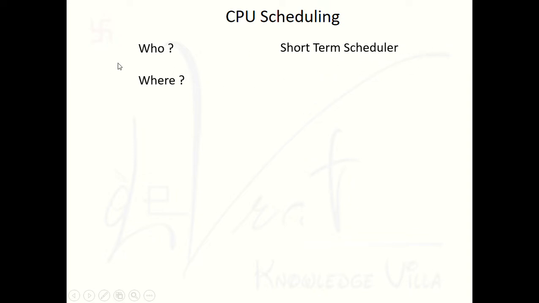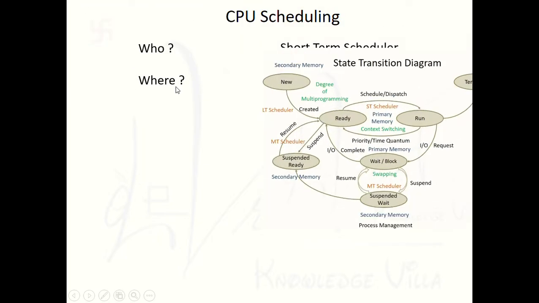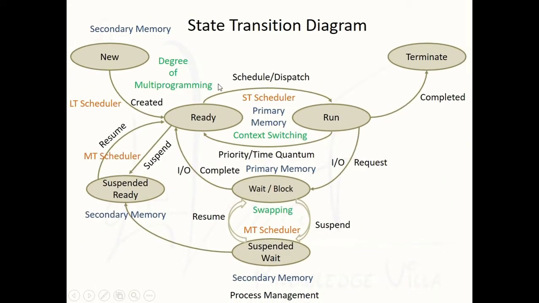The next question is where CPU scheduling is actually going on. Let us come back again to the state transition diagram. We have discussed process scheduling and CPU scheduling in our previous video. If you want to better understand process scheduling, CPU scheduling, and the types of schedulers, click the I button at the upper right corner, watch that video, and come back here again, so you will get a better understanding. Let's see where CPU scheduling is actually going on.